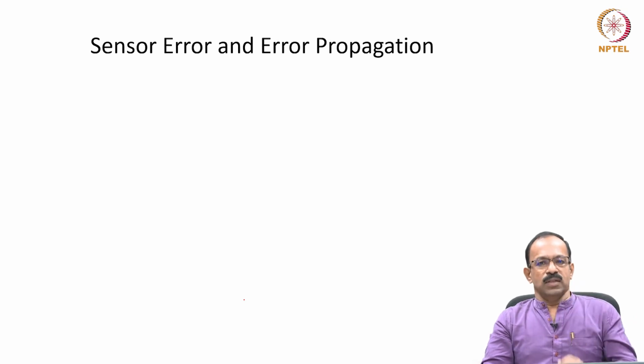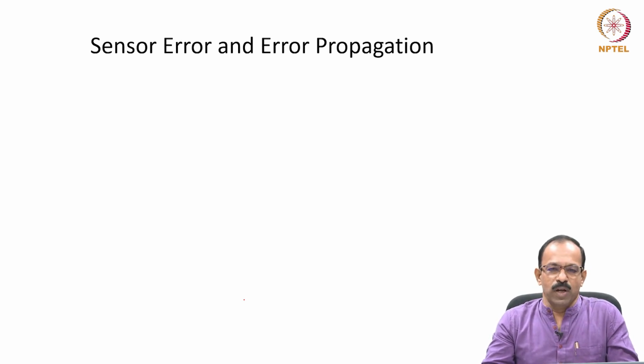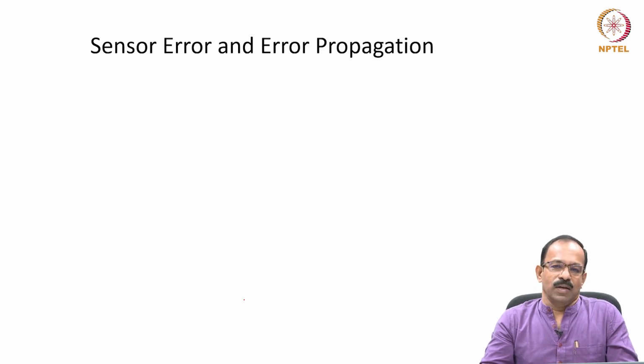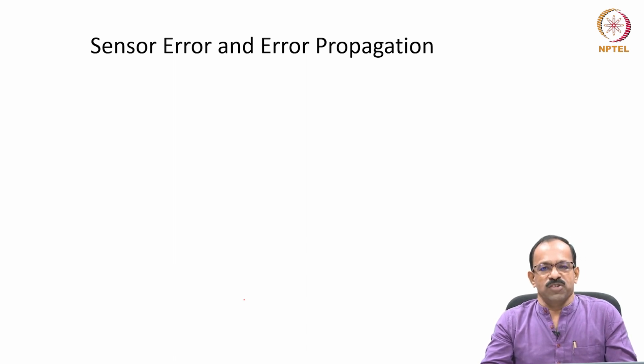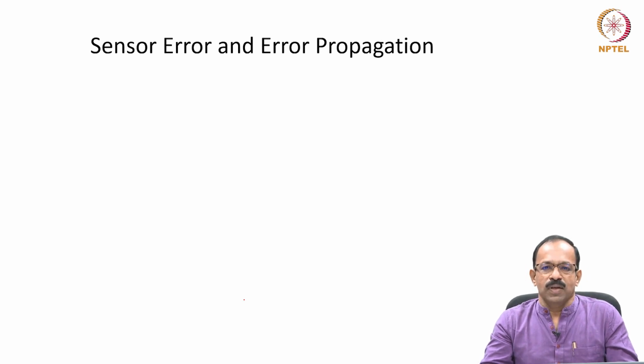Okay, so we will stop here now. We have covered a few of the sensors which are commonly used in mobile robots. We will look at a few issues when we use the sensors, and how we can overcome these issues by having some kind of sensor fusion or error propagation models. We will discuss that in the next class. Thank you.